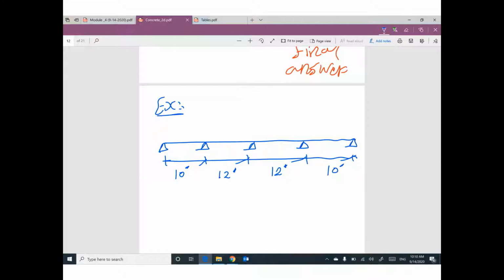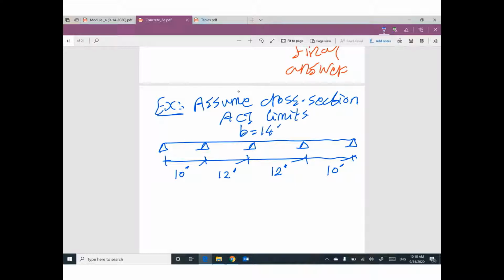Go ahead and assume the cross section. So we need to satisfy the ACI limits. I'm gonna assume B equal 14 inch. We have three values, 10, 12, 14. I'm gonna assume it 14. So I'm looking for overall depth.